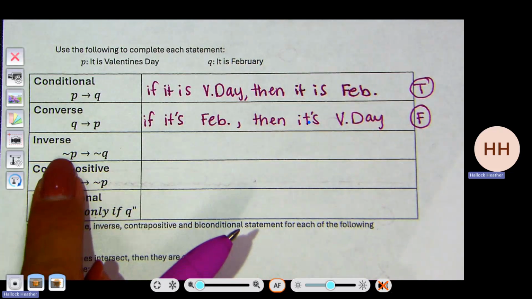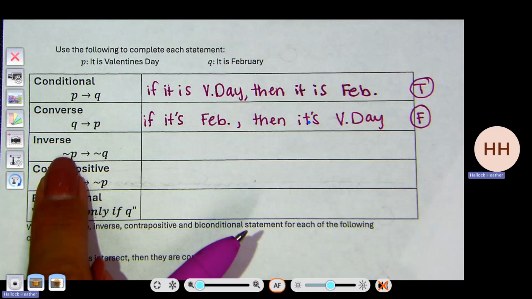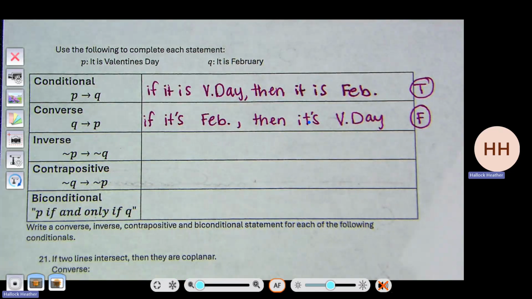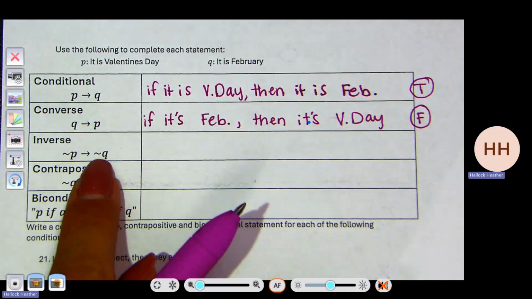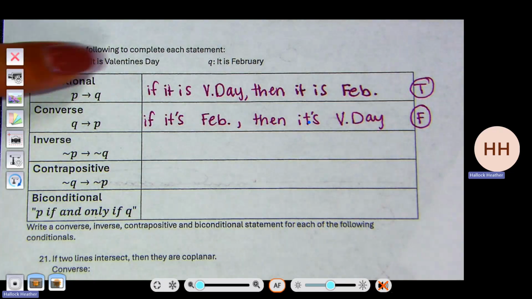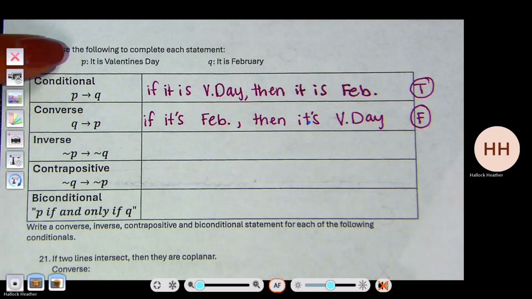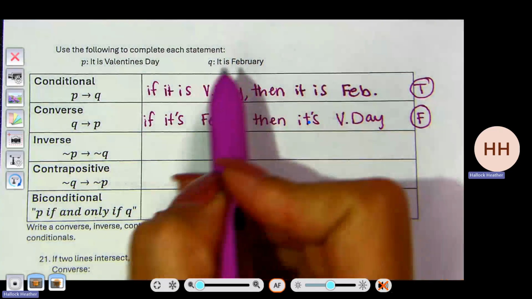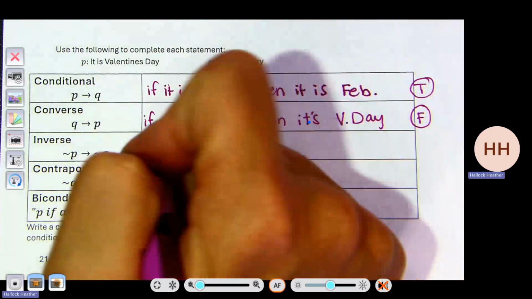So the inverse is this little squiggle. The squiggle is like making the sentence negative. So over there on my little poster, it says, if not P, then not Q. P and Q stay in the same order, but you're basically negating the sentence. You don't have to use the word not. You can use the word based on your sentence. You could use isn't, doesn't, not, something negative. So how could I make this a negative sentence? If it's not Valentine's Day, then it is not February. So the squiggle means not.